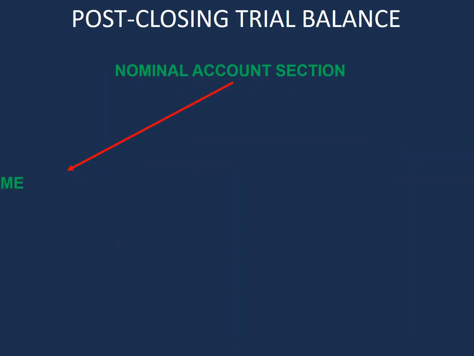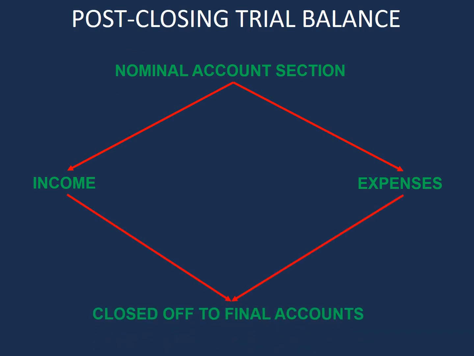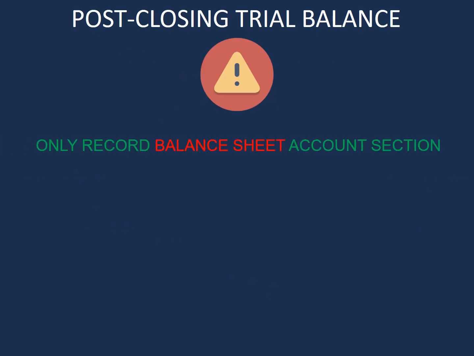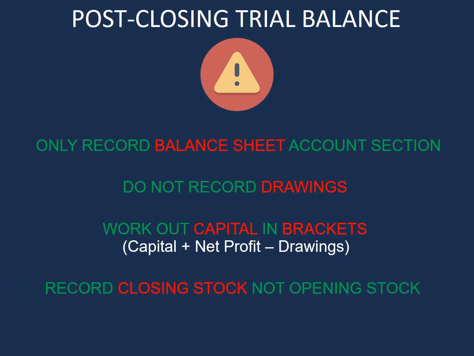Also, our nominal account section, which comprises our income and expenses, will not form part of our post-closing trial balance, because our income and expenses are closed off to the final accounts. We need to remember that we only need to record our balance sheet account section in our post-closing trial balance. We do not record drawings. Therefore, we need to work out our capital in brackets, which is capital plus net profit less drawings, and we need to record our closing stock, not our opening stock.